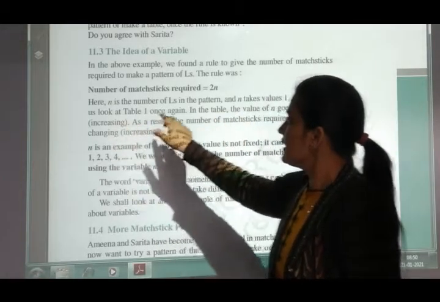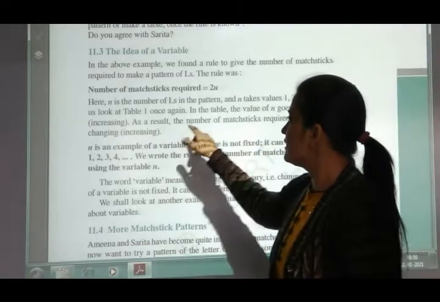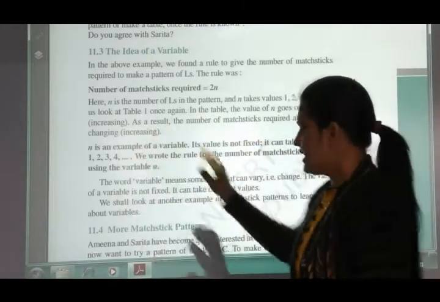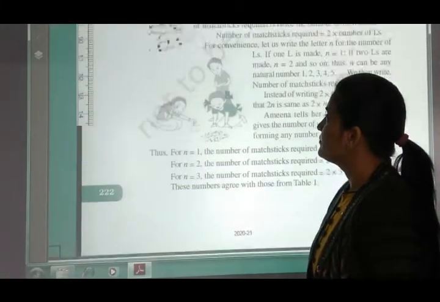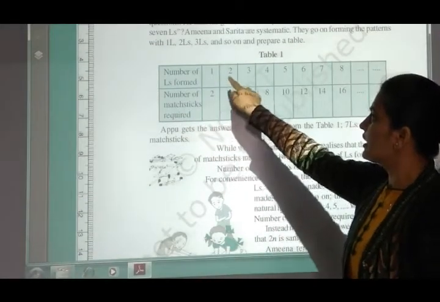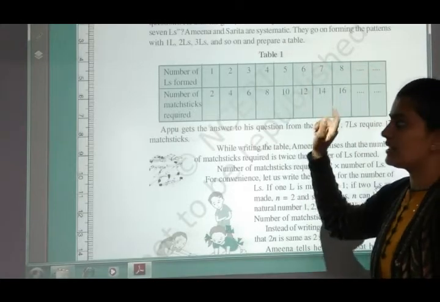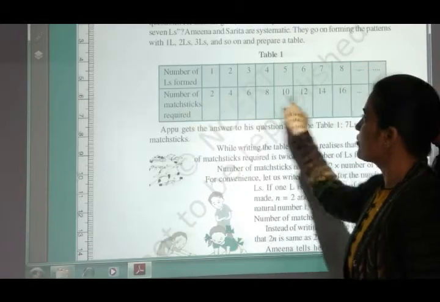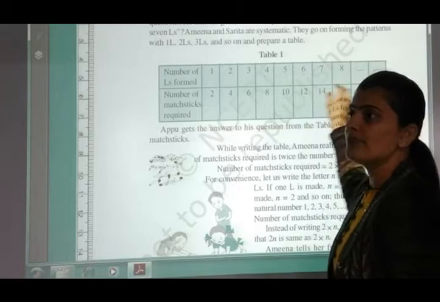Now let us see in the table. In the table the value of n goes on increasing. As a result the number of matchsticks required also goes on changing, that is increasing. Let us see the table. Here you can see the number of L's formed is increasing. Here from 1, 2, 3, 4, 5, 6, if it is increasing, then the number of matchsticks required is also increasing. You can see 2, 4, 6, 8, 10, 12, 14, 16. This way they are increasing.